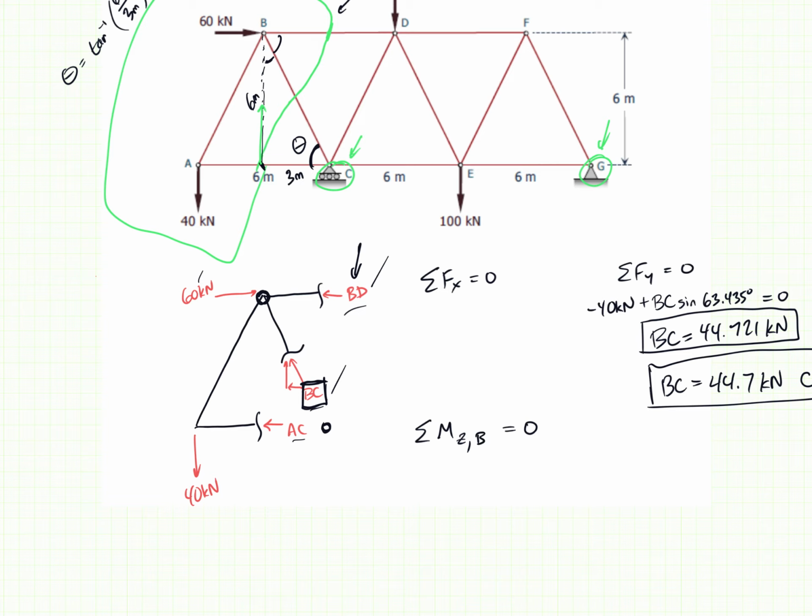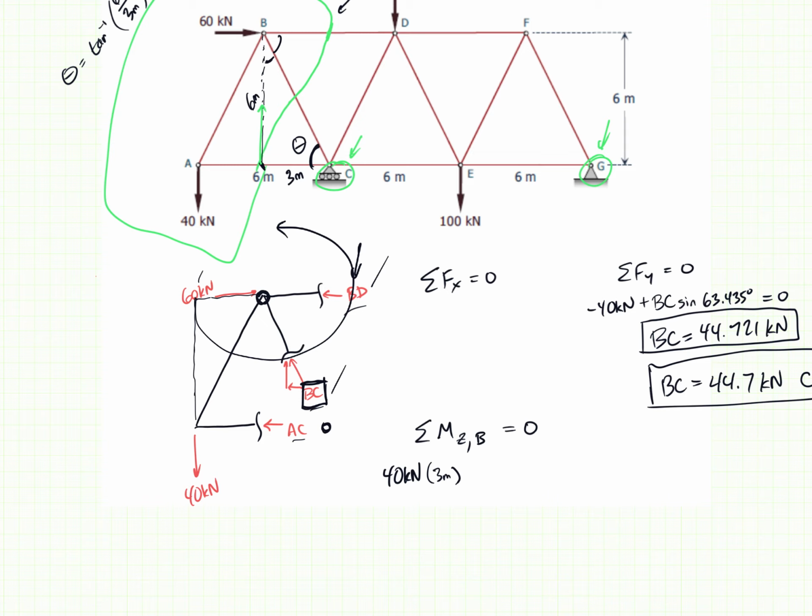Okay, so let's see. So we've got 40 kilonewtons, and it's its moment arm. So if we knock this thing back like that, its moment arm looks like it's 3 meters. And that's going to cause things to want to spin in what direction? This direction. Right, so that's counterclockwise, so that'll be positive.